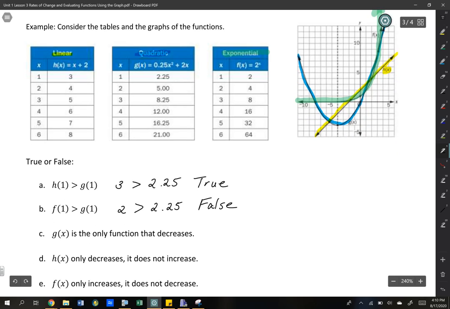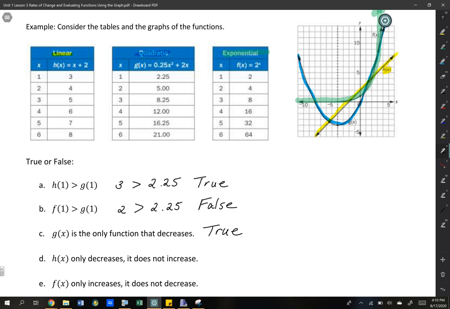g of x is the only function that decreases. Well, let's look at g of x. Now, g of x is the one I have colored in blue. g of x is the only function that decreases. Well, there is a decreasing part of this graph right here. The linear function is always increasing, and the exponential function is always increasing. So I believe that part C is true.